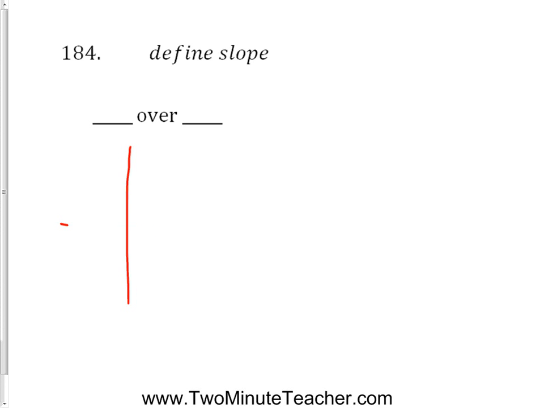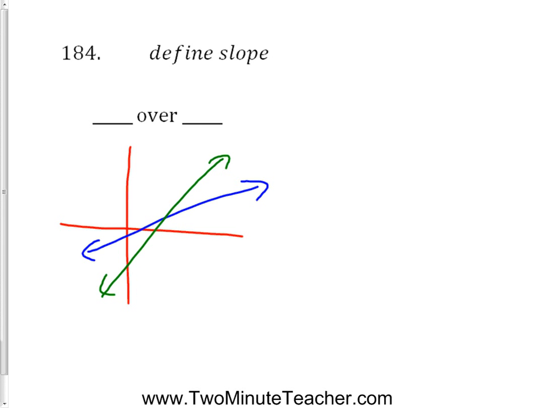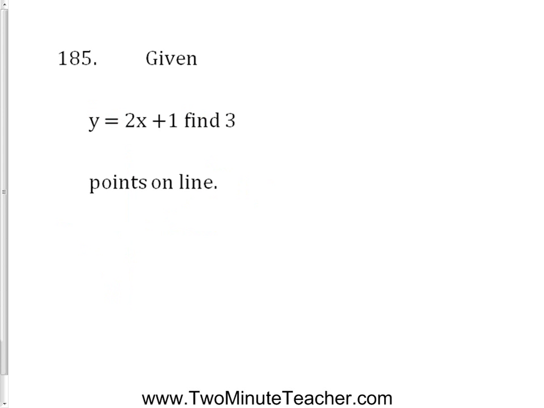Slope is a way of describing how steep a line is. And if I'm trying to compare how steep that line is to, for instance, how steep this line is, I compare its rise over its run. Rise over run. Okay? Moving on.